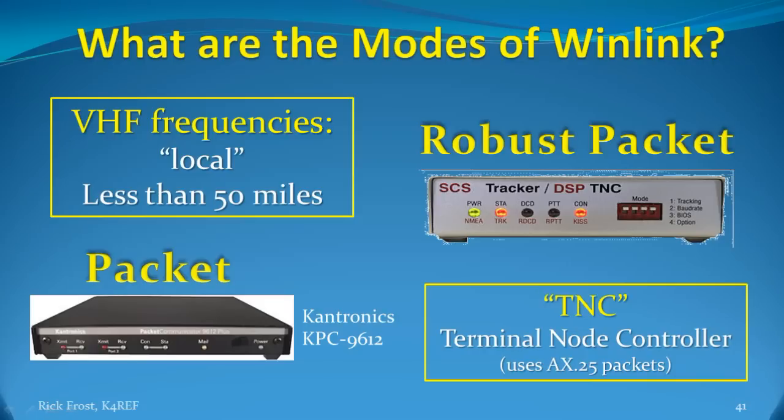It's basically an external box that connects to both the PC and the ham radio, and converts sound to and from the radio to digital signals the computer can use. With the robust packet mode, you are using a very specific TNC called the Tracker that is made by SCS. So if you're using an SCS Tracker, you're using robust packet.